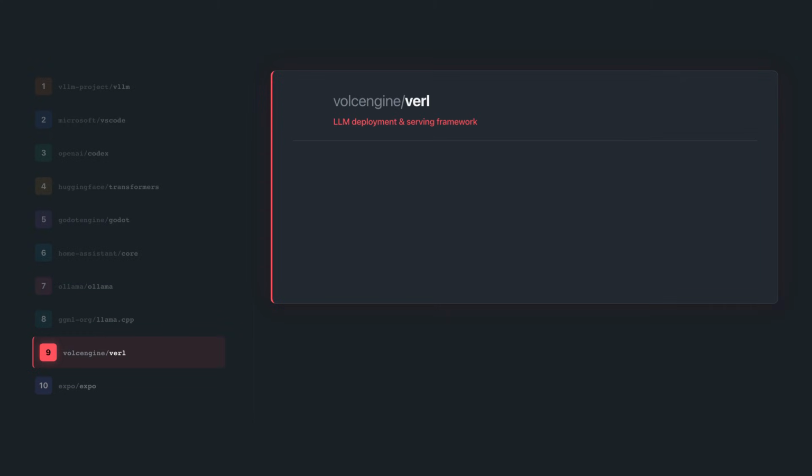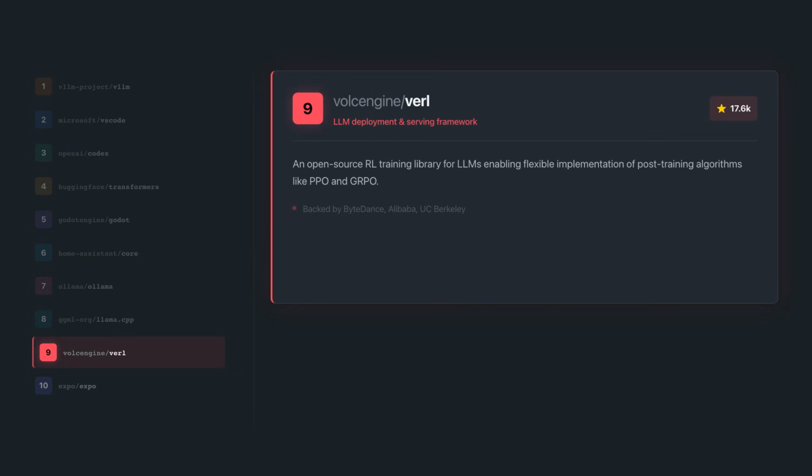Number 9. Volcengine/verl. This project represents the next frontier, training AI models to follow instructions through reinforcement learning. Backed by ByteDance, Alibaba, and UC Berkeley, verl enables RLHF and other post-training techniques at scale, from 7 billion to 671 billion parameters. It already powers Doubao 1.5 Pro, ByteDance's production model.